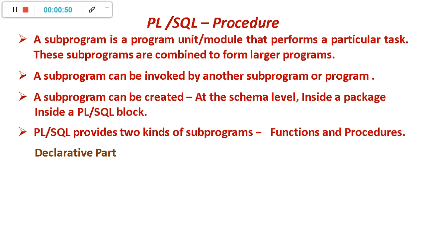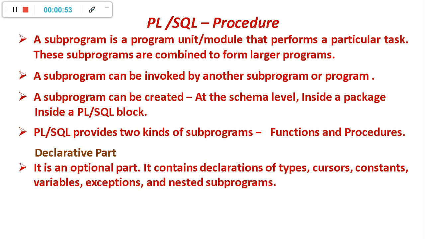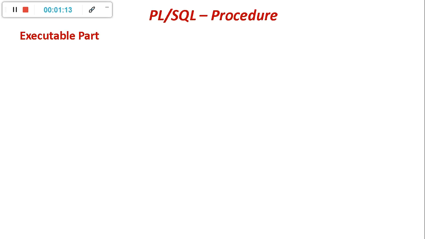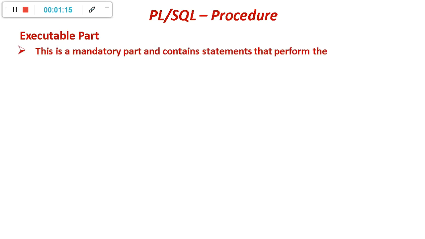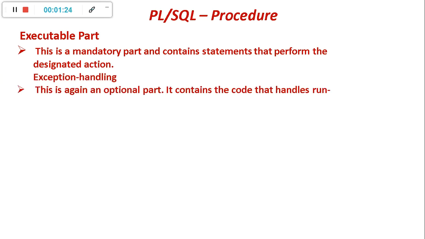Here we discuss procedures alone. It contains a declarative part, which is an optional part. It contains declarations of types, cursors, constants, variables, exceptions, and nested subprograms. These data items are local to the subprogram. The executable part is a mandatory part and contains statements that perform the particular action. Exception handling is an optional part. It contains code that handles the runtime errors.